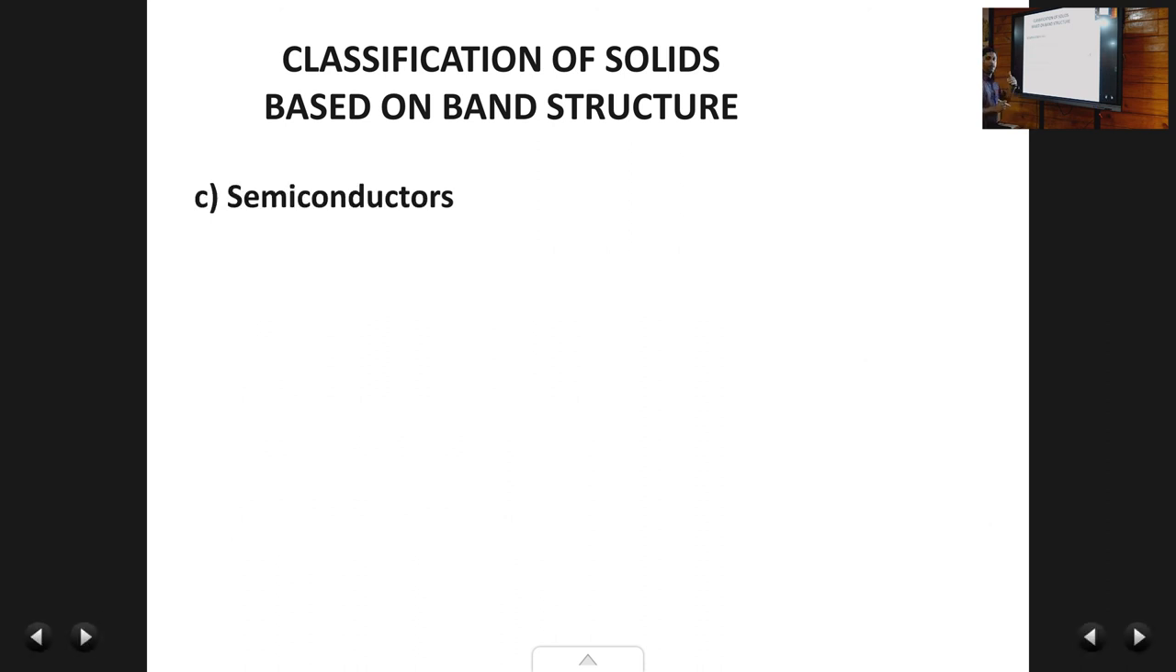The last type of material which this chapter is based on, the entire remaining chapter, is the third type of solids, which is called a semiconductor. Okay? So the name semiconductor itself suggests that it has a conductivity in between that of a good conductor and an insulator. So the conductivity of semiconductors lies in between the two other materials which we have seen earlier.